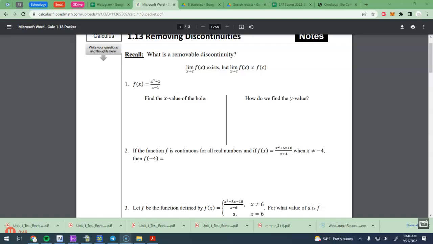So a removable discontinuity is where, I'm just going to write it again, the limit exists and the bridge exists, but they're in different spots. You get a situation like this. And that's a removable discontinuity because we can remove it by just reassigning where that bridge goes.